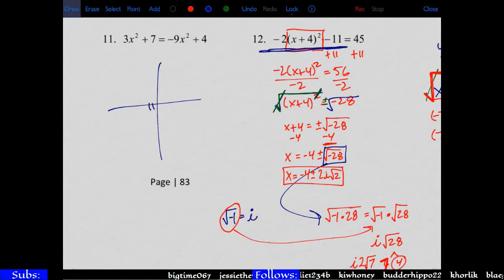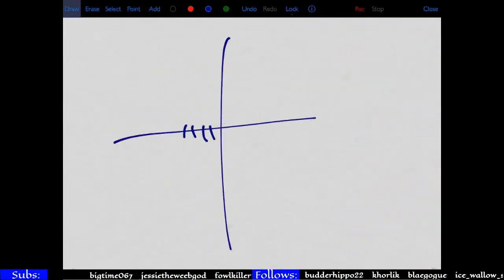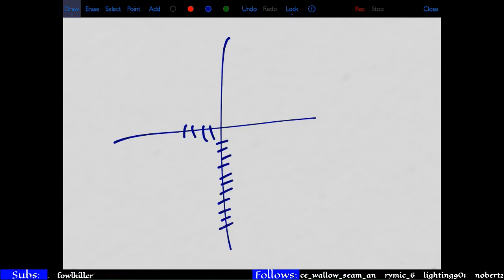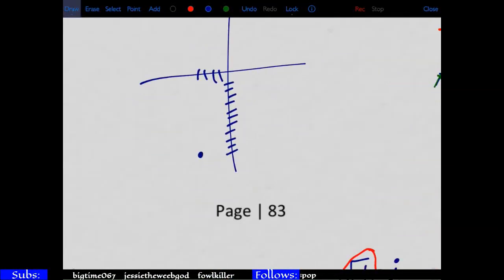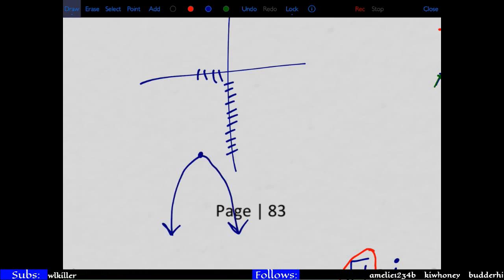Go left 4, down 11. It's got a vertex about there. And then since my a value is negative, it opens down. It looks something like that.